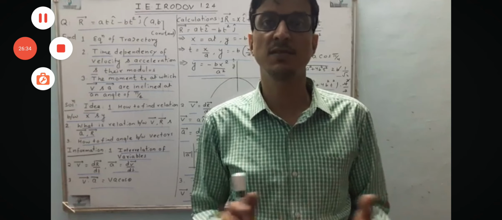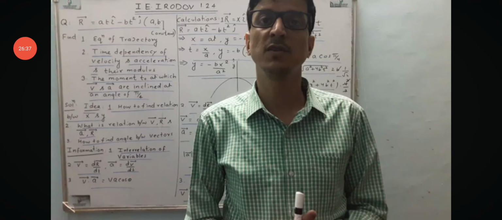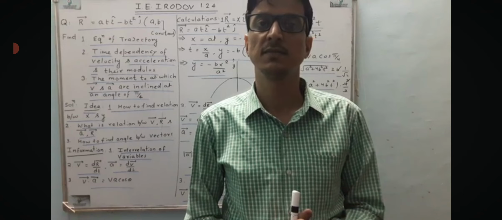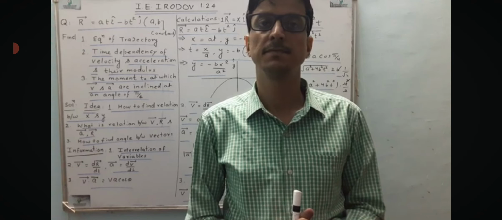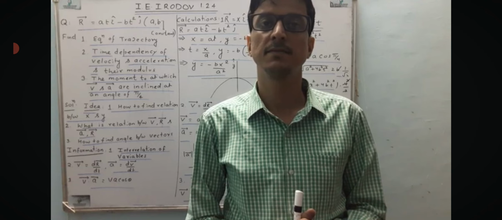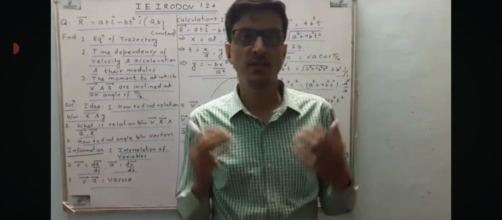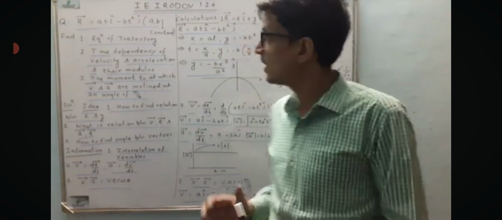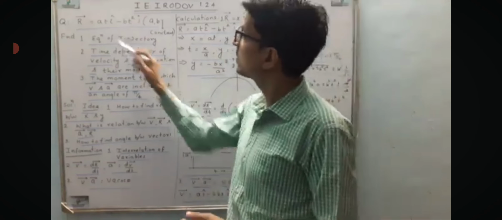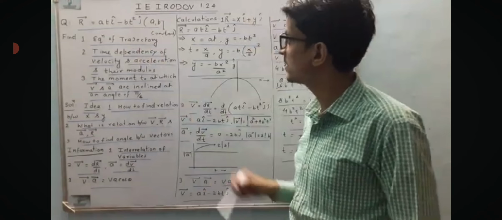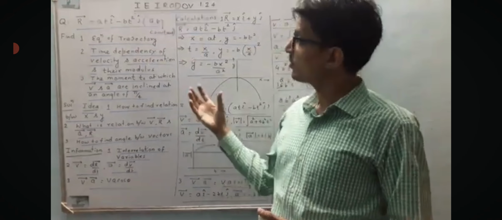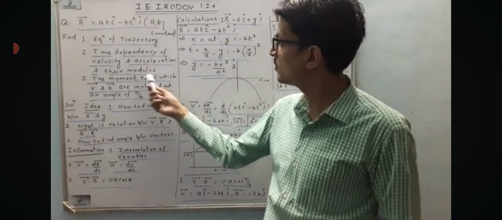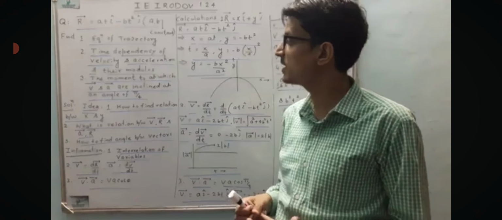So let's start with the silent mind. Be silent for 10 to 20 seconds. Silence gives your mind the time to think, which is necessary for problem solving skills. Now the problem says that the position vector of a particle is at i cap minus bt square j cap, where a and b are constants. You need to find the equation of trajectory, the time dependence of velocity, acceleration and their moduli, and the moment at which velocity and acceleration are inclined at an angle of pi by 4.